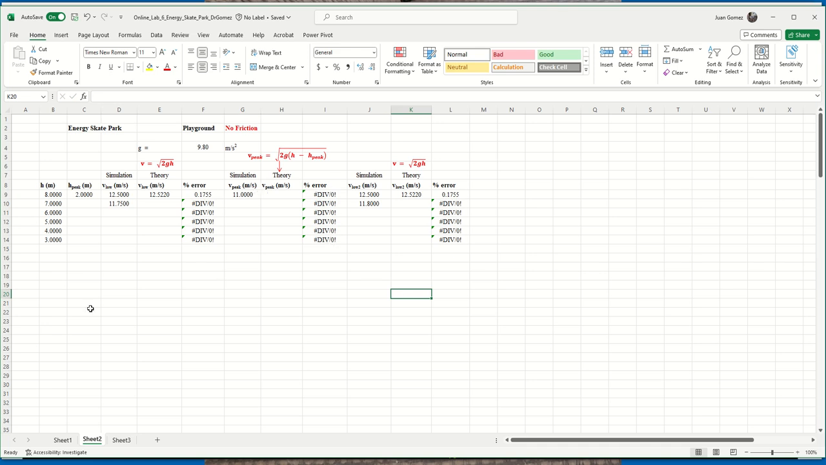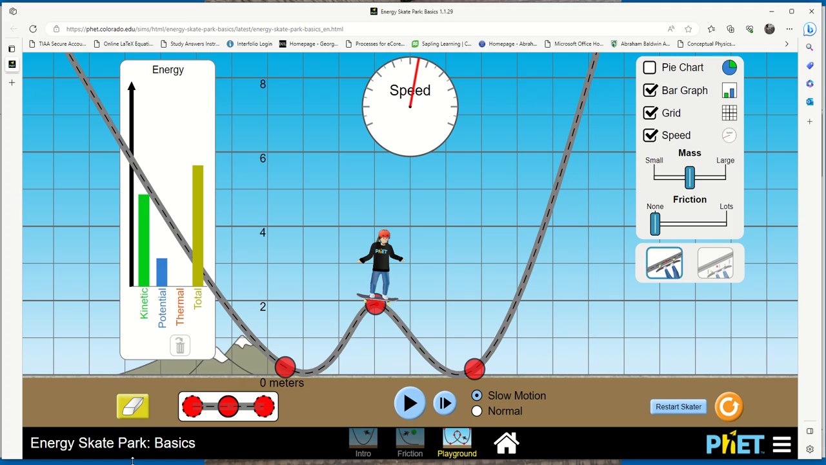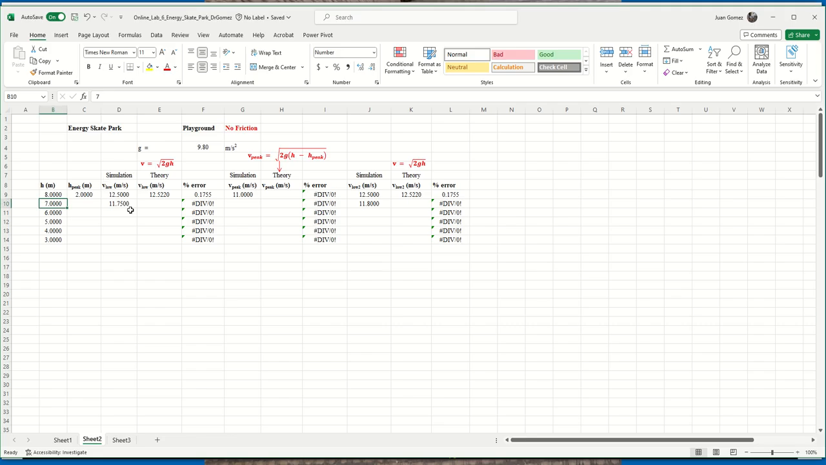Now I want to go ahead and get the speed at the peak when I started at a height of 7. So let me go back to the simulation. Put him at a height of 7, right here. Play. And when he gets close, pause, inch forward. Right there, his speed is 2, 4, 6, 8, 10. His speed is 10. Okay.